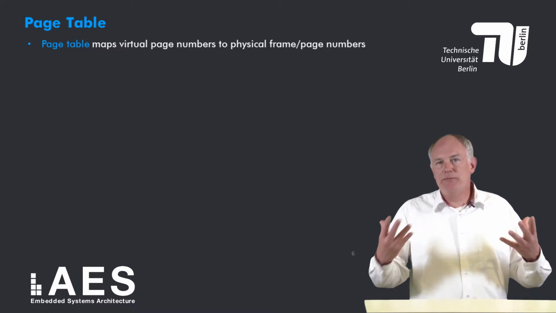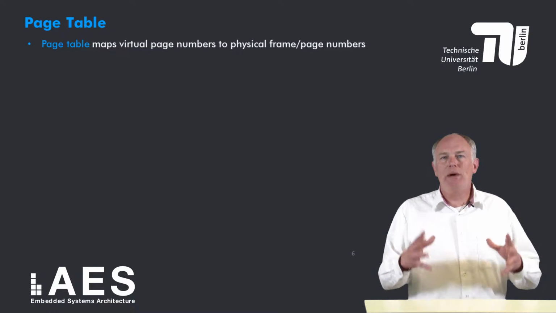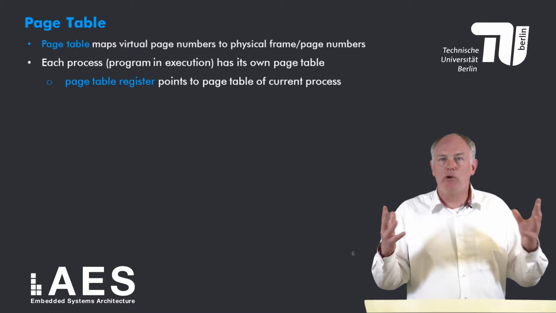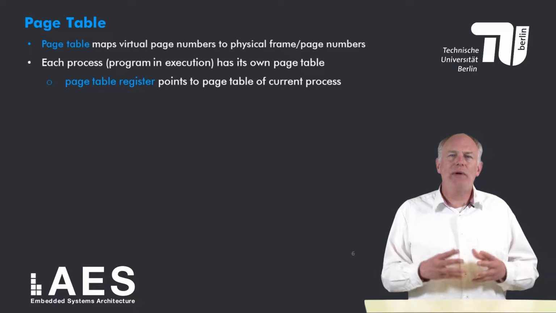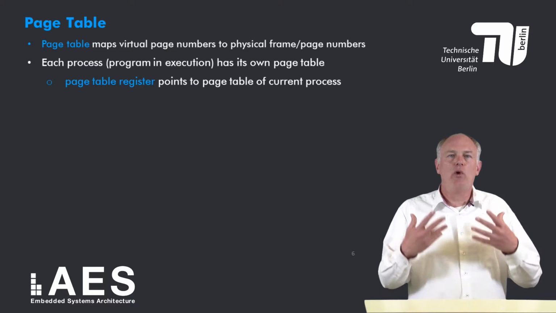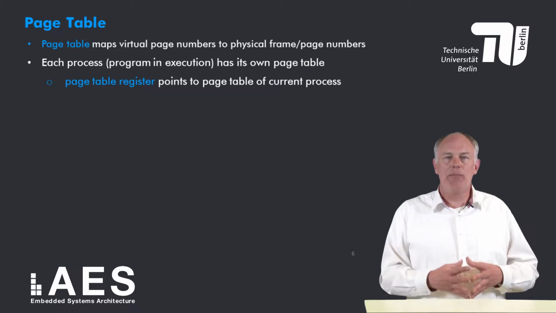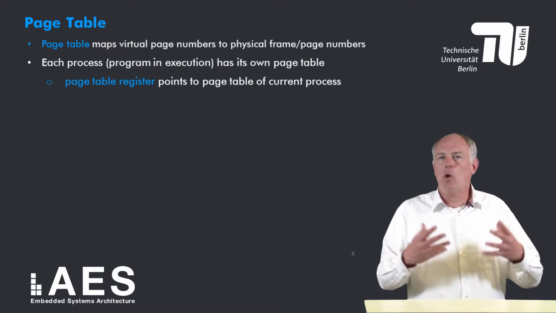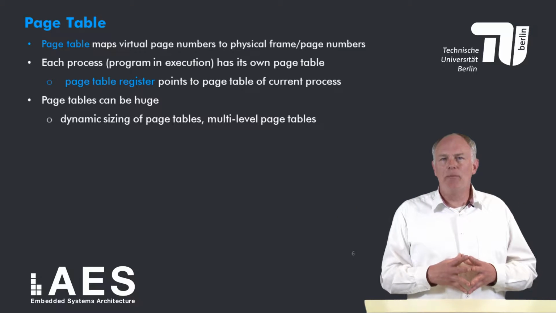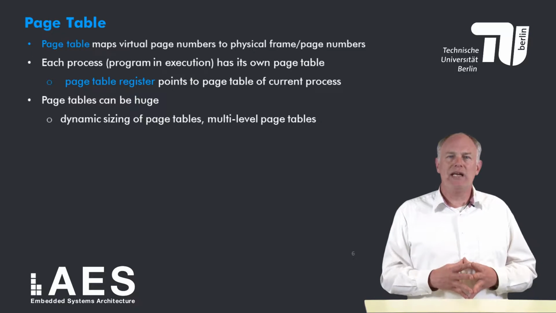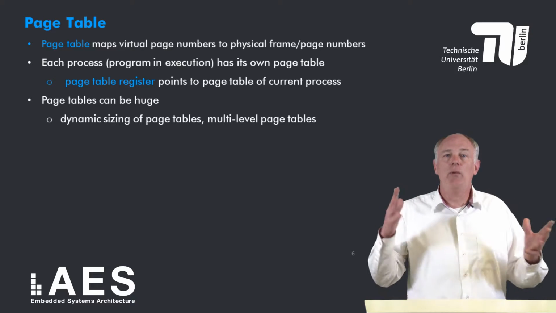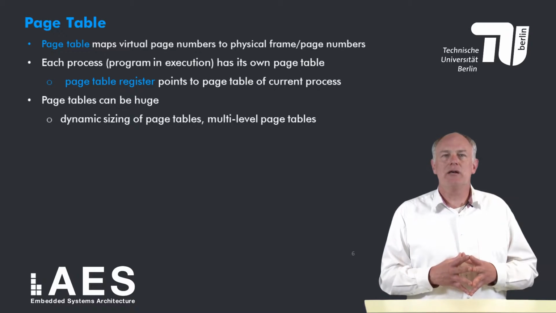So the page table, which is managed by the operating system, maps virtual page numbers to physical page numbers. Each process, a process is simply a program that is being executed, has its own page table, and usually there is a special register called the page table register that points to the page table of the process that is currently being executed. This register can only be modified by the operating system. Page tables can be huge, several megabytes in size, and must also be stored in main memory. There are techniques that deal with this, such as dynamic sizing of page tables or multi-level page tables, but I will not discuss them.